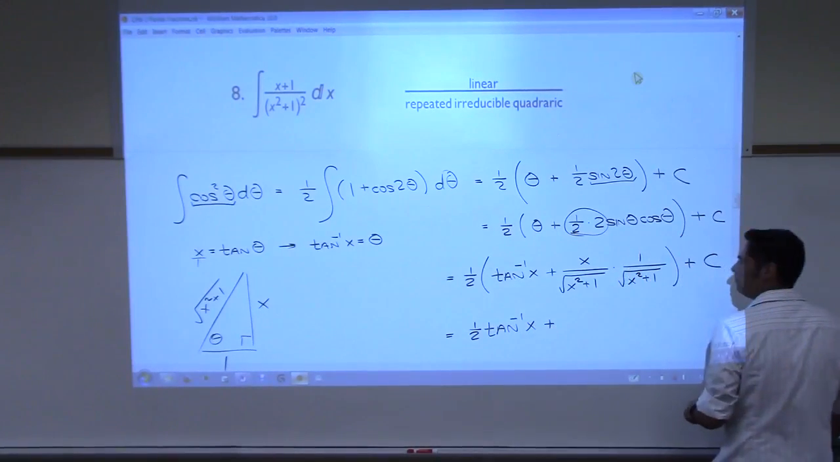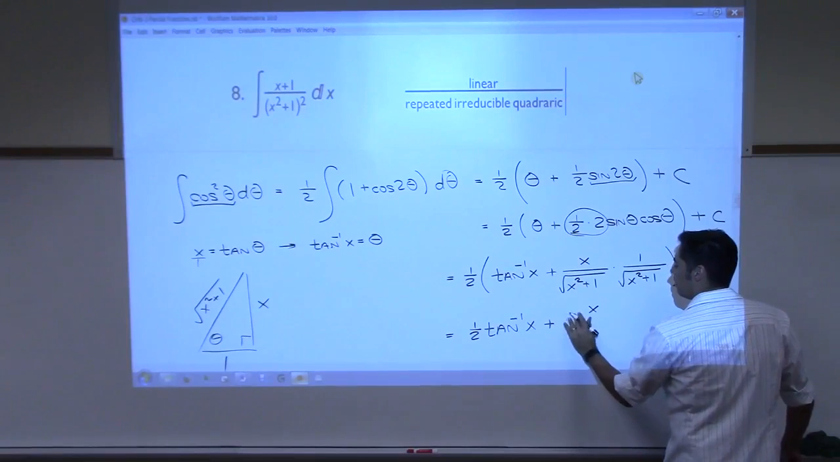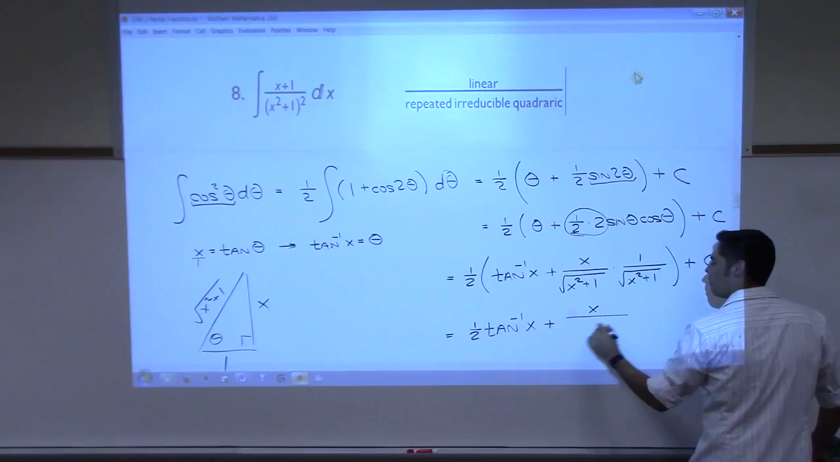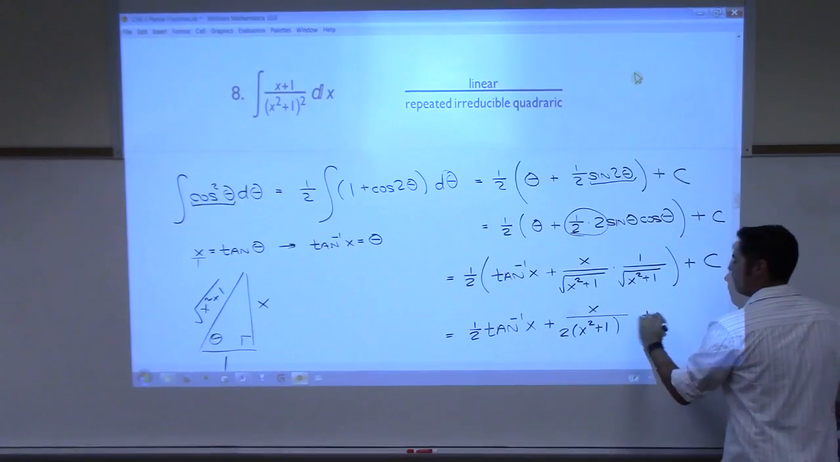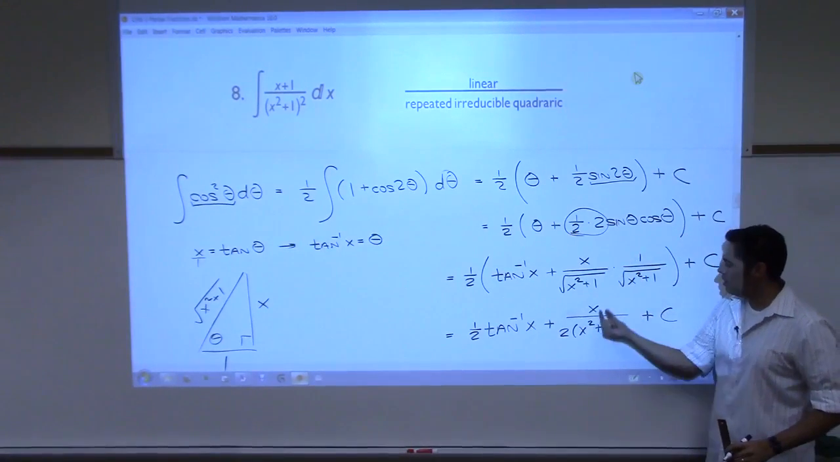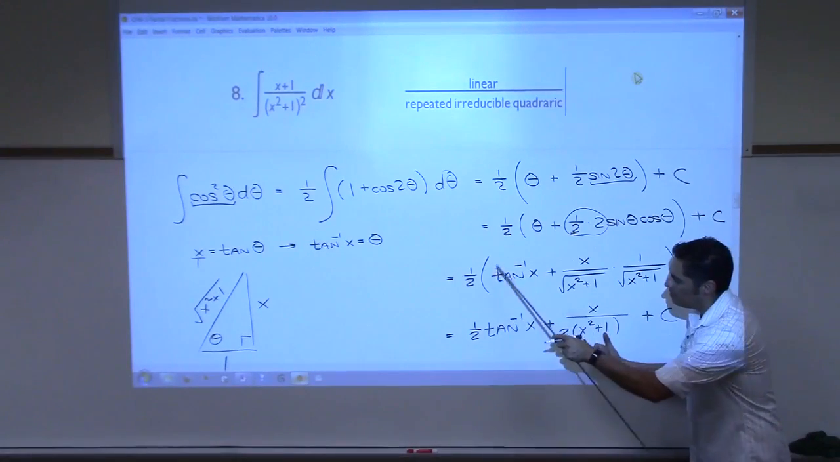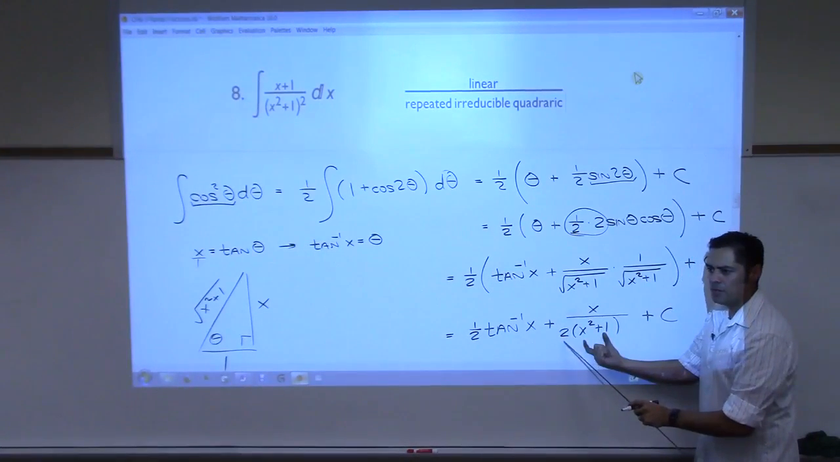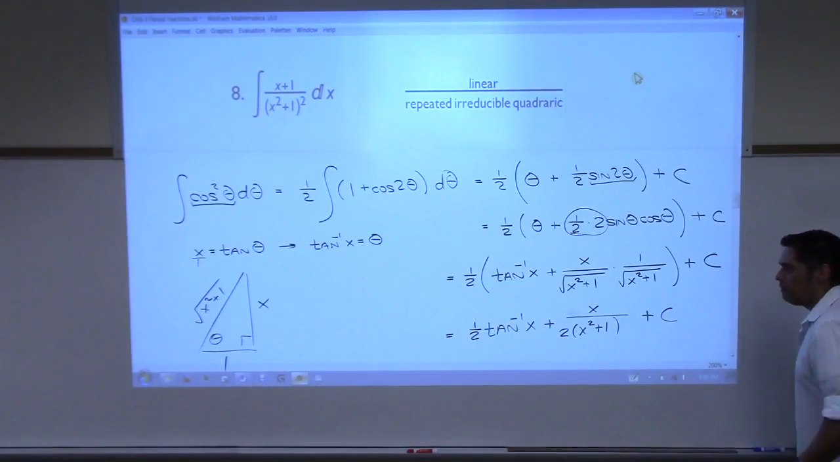Plus, what is that? 1/2. How about I do it this way? So I put the x and the 1 together, I put these two together, the root went away, but then I had the 1/2 that had to distribute to both, so I put it down here as a 2. And then you put it into the other. Final answer.